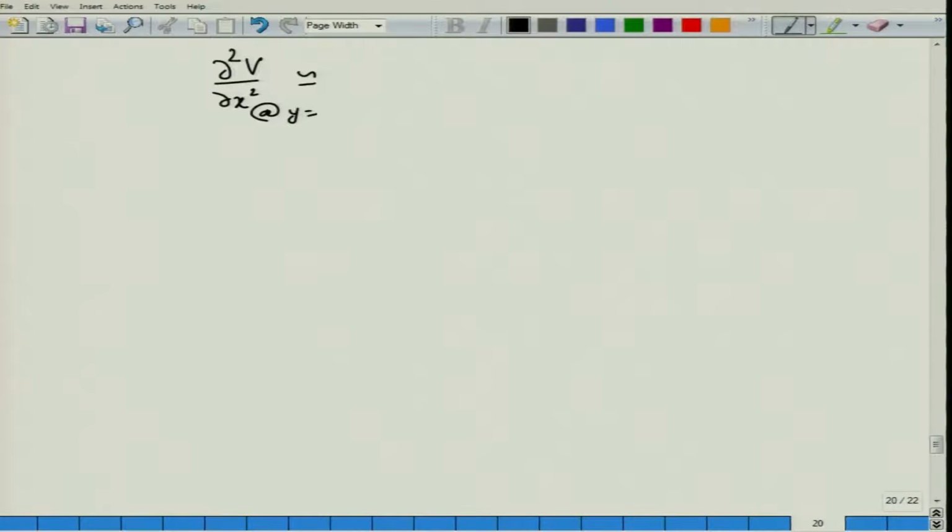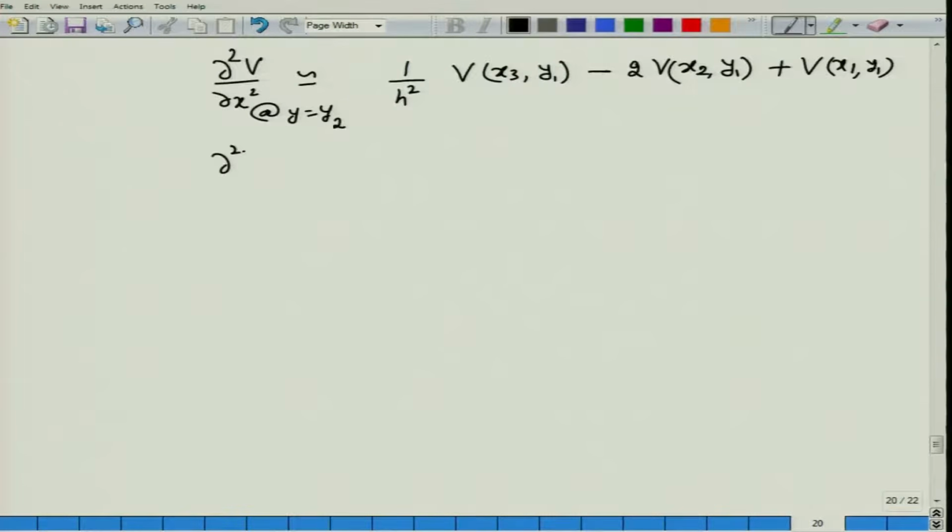When you do that, you see that del square v by del x square has been approximated. This, at y equal to y2, has been approximated as 1 by h square times v of x3 comma y1 minus 2 v of x2 comma y1 plus v of x1 comma y1. So this is what you are going to obtain, and similarly you can show what del square v by del y square will be. In this case you have to keep x fixed, say at x equal to x1, and then rewrite the equation accordingly.